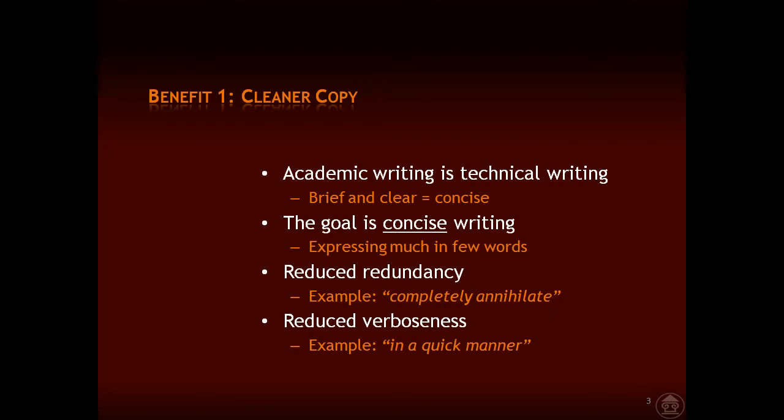Concise writing is also about reducing verboseness. Take the phrase in a quick manner. If you said in a sentence, John walked in a quick manner, you could just as easily have said John walked quickly. The adverb quickly is a wonderful substitute for the verbose phrase in a quick manner. And that's also a type of concise writing. Reducing verboseness is actually quite important in academic as well as technical writing.